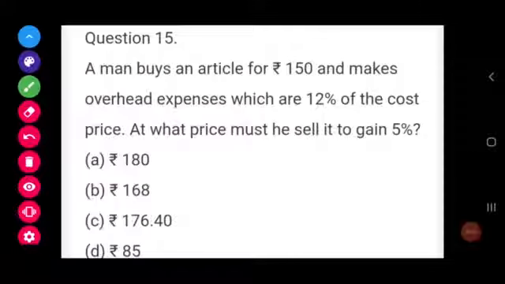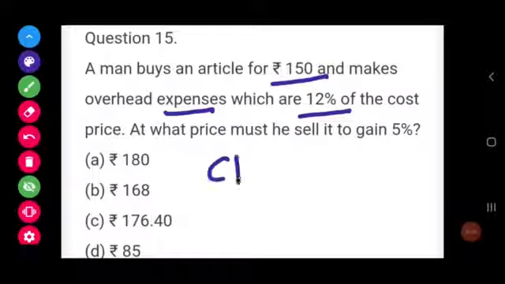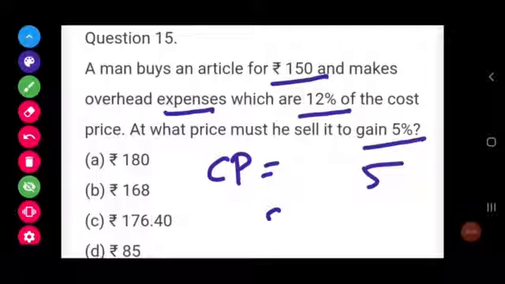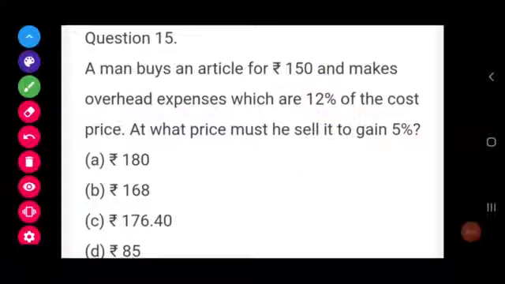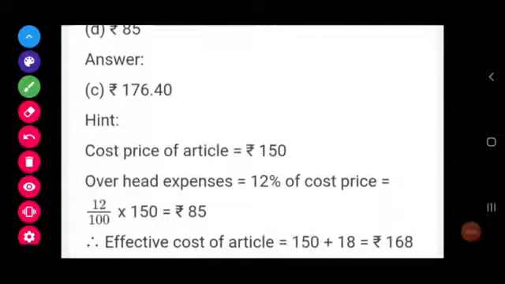Number 15. A man buys an article for rupees 150 and marks overhead expenses which are 12% of the cost price. At what price he must sell to get the 5%? Here they have given the cost price 150 and overhead expenses also they have given 12% of cost price. So first we need to find the overall cost price, the effective cost price we need to find. Afterwards by using cost price and then gain percentage 5%, we have to find the SP. Okay, now first we have to find CP.